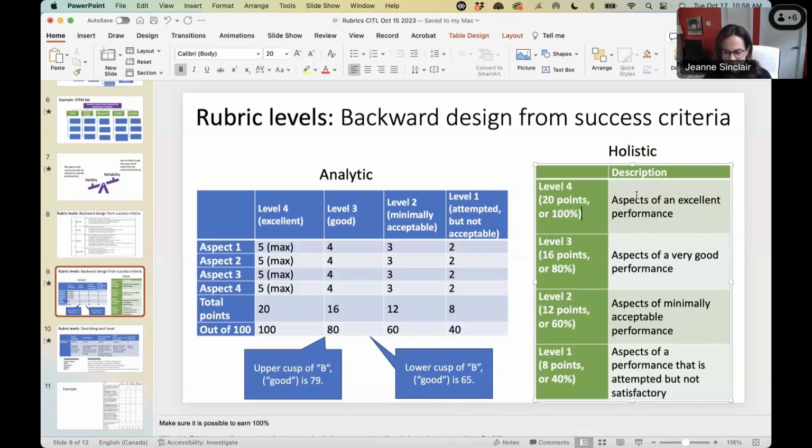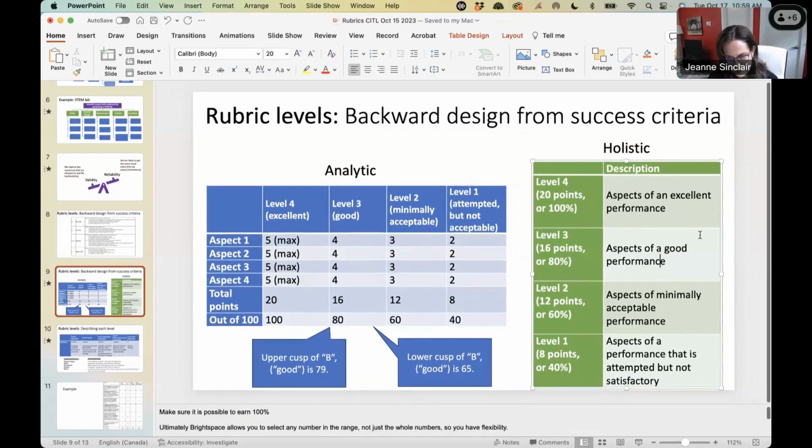Anyway, so for the holistic, you're kind of doing it all at once, like overall, how did they do? I have the levels as excellent, very good, minimally acceptable, and attempted but not satisfactory. And actually, this should just be good. I don't use holistic rubrics very often because I think it's pretty hard for me to evaluate things holistically, and I think that students like to have a little more granularity in their feedback. So I use what is called an analytic rubric over here on the left-hand side. This is probably the one that you see more often.